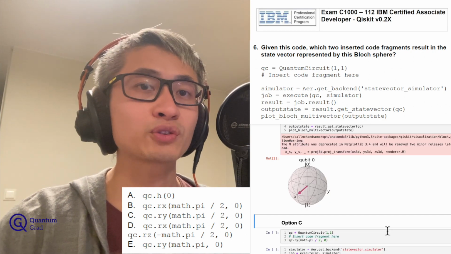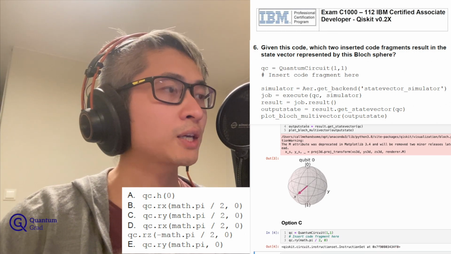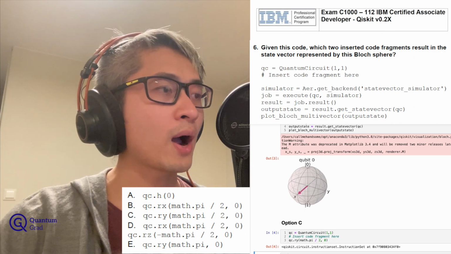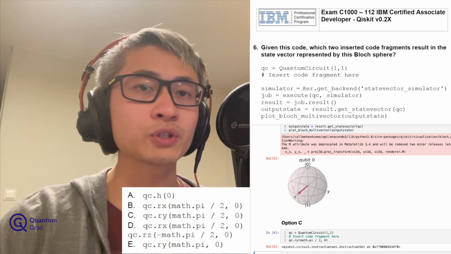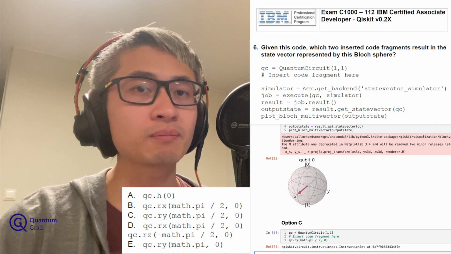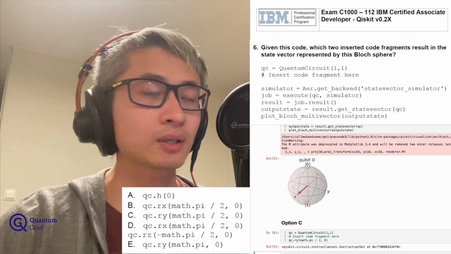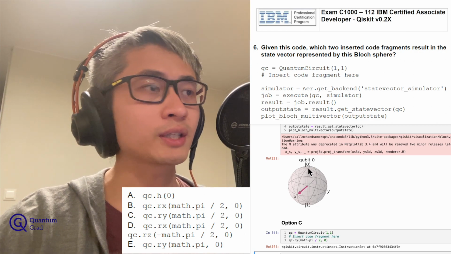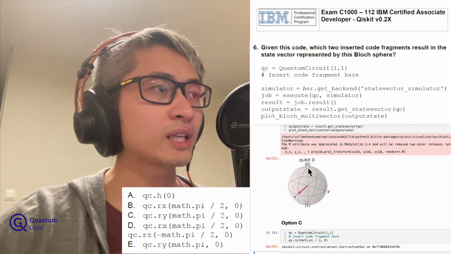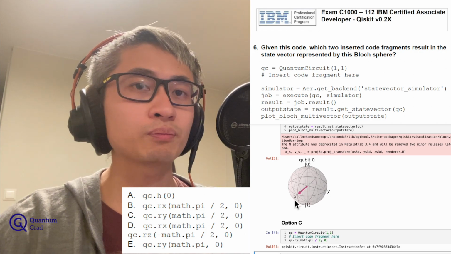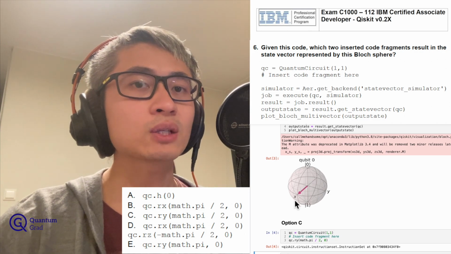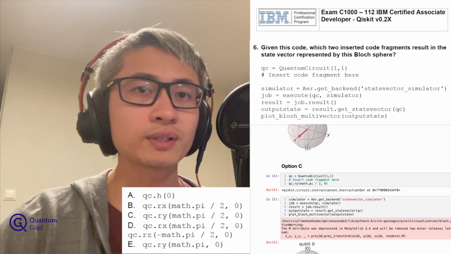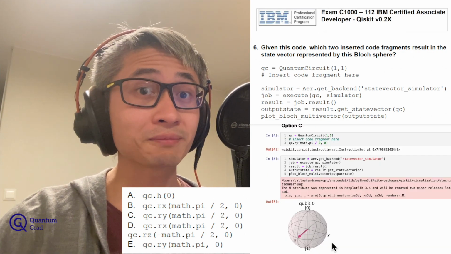Next, let's focus on option C. Here we have 2 codes: QC = QuantumCircuit(1, 1), and then QC.ry(math.pi/2), which means that we rotate the state vector by 90 degrees about the y-axis. So here is our y-axis, which means that originally it's pointing to state 0, and after rotating by 90 degrees, it's also pointing in the X direction. So this is also our answer. C is correct, so let's get the result. That's exactly what we want.